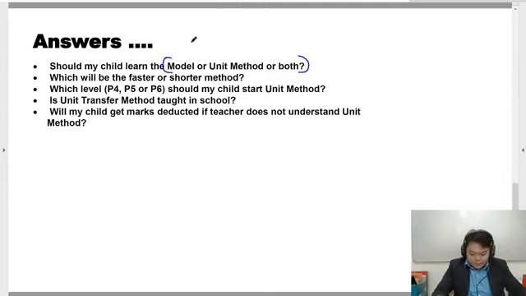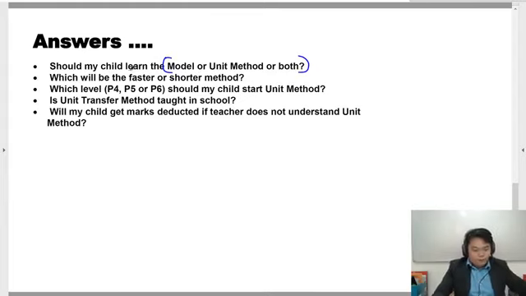At the same time, MOE's stand is that there are several heuristics and all the children should be exposed to all these heuristics first. And then you let the child decide for themselves which is the best method for them.